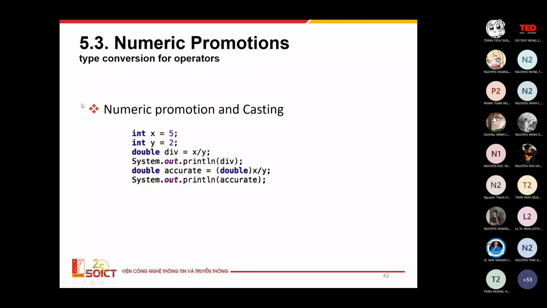Okay. So you will see this example in a true program. In real programming, how is it? When we write code like this, can you guess what will be printed out if we apply numeric promotion and casting here? Okay, can someone try for me?